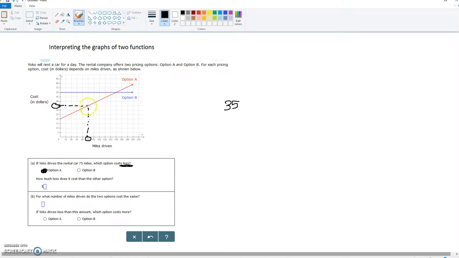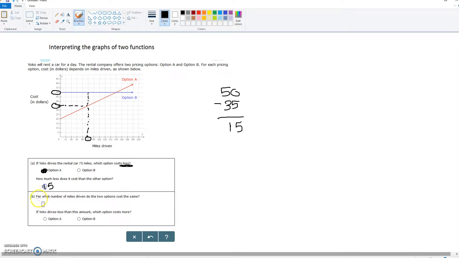This is the cost for option A. Now we're going to keep going up to find the cost of the other option. And this one happens to be a straight line across, which makes it easy for us. So it's 50. So we're going to take 50 minus 35, which of course gets us 15. So that's what we're going to type into the box here, 15.